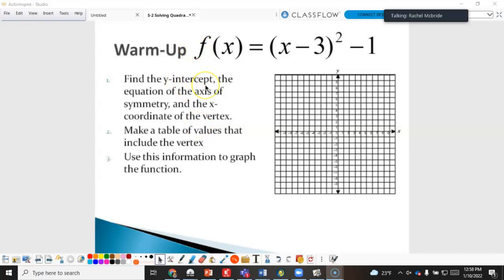Find the y-intercept, the equation of the axis of symmetry, and the x-coordinate of the vertex. Make a table of values that include the vertex. Use the information to graph this. What is the vertex of that function? Go ahead, Isaac. 3, -1. Excellent. So my vertex is 3, -1.